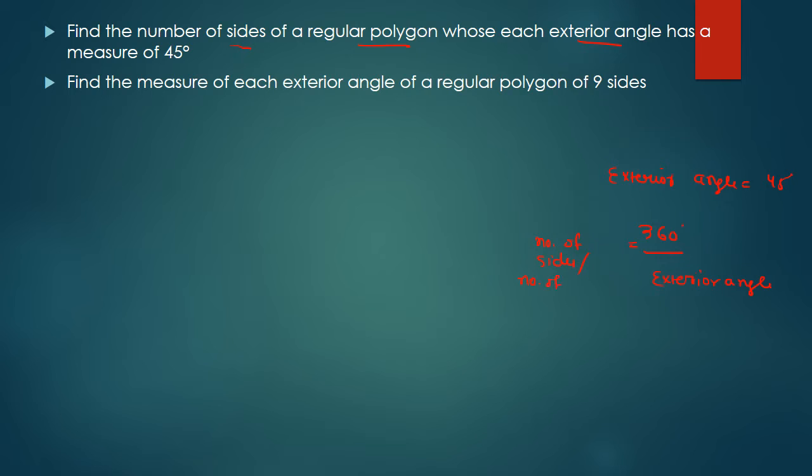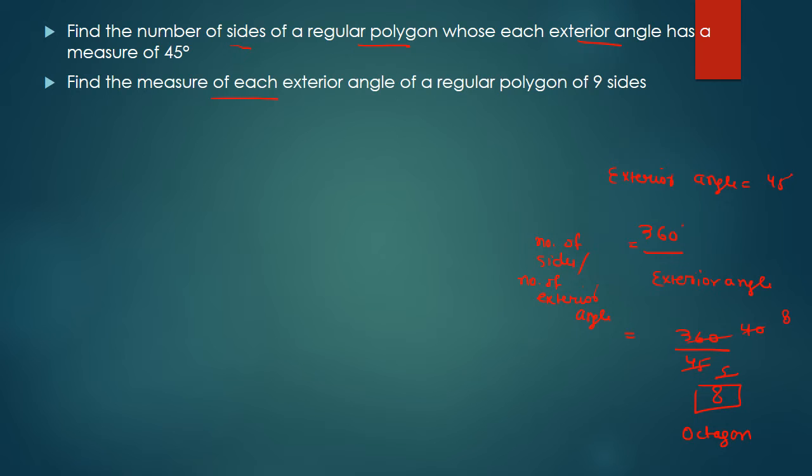Okay. So how much does it become? 360 by 45 degrees. 9 fives are 45, 9 fours are 36, 5 eights are 40. That means this is an octagon, an 8-sided figure, right?